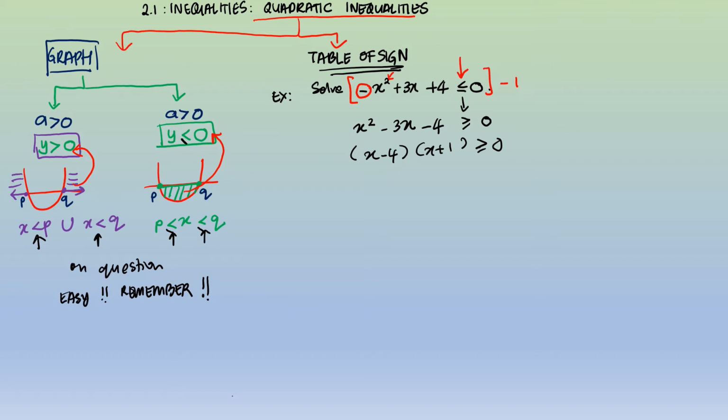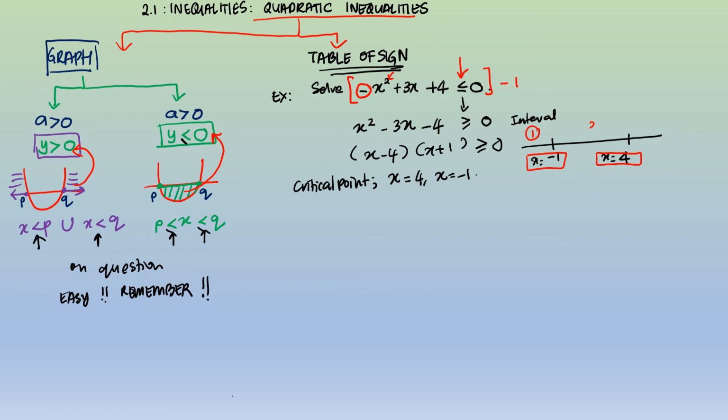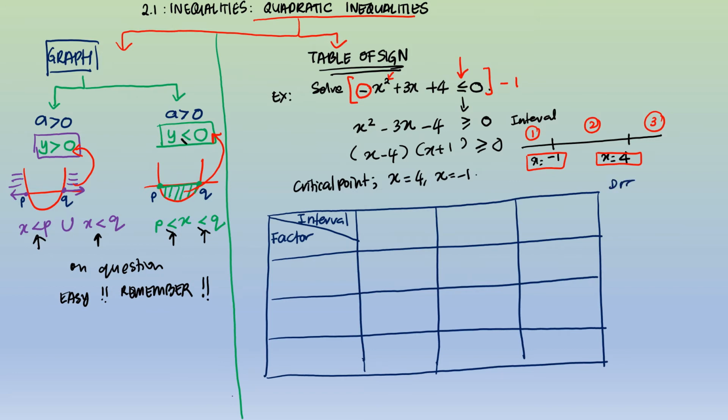Here we will have our critical points, which are x equal to 4 and x equal to -1. If we draw a number line, you will have x equal to -1 here, x equal to 4 here. For us to draw the table, you need to know the intervals between these two critical points. Here we can identify interval 1, interval 2, and interval 3. You will draw a 4 by 4 table. That's the standard form of our table.